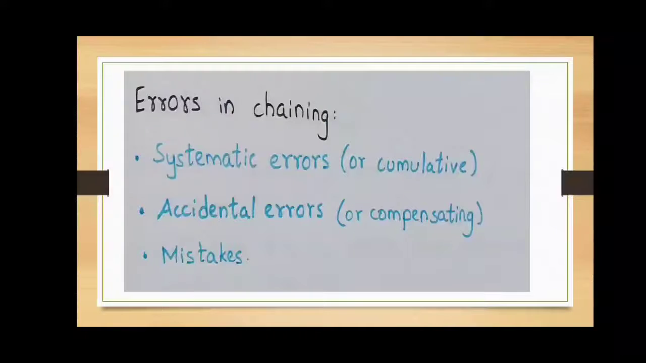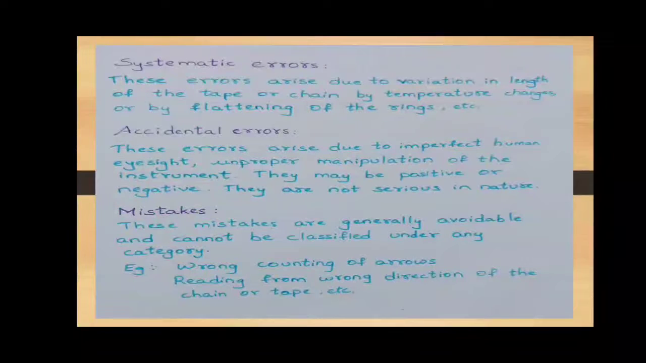Next, errors in chaining. There are three types of errors: systematic errors, accidental errors, and mistakes. Systematic errors are due to temperature changes and they are further classified into two types: positive errors and negative errors. When the length of the chain is increased or decreased, these types of errors arise. Next, accidental errors, generally made by humans. Mistakes, these are avoidable.